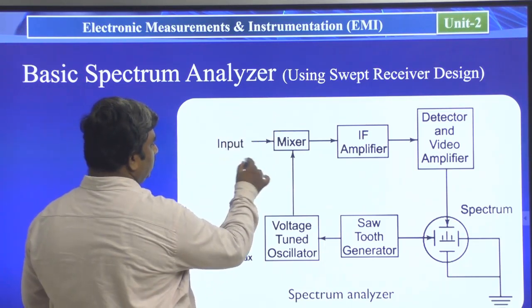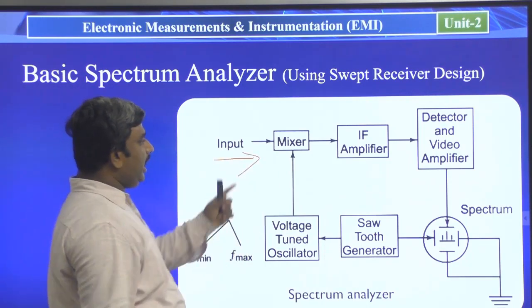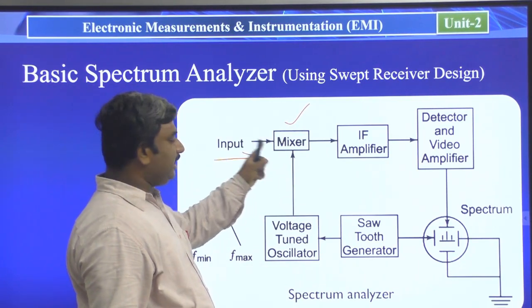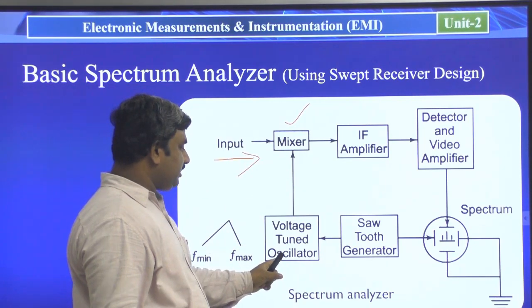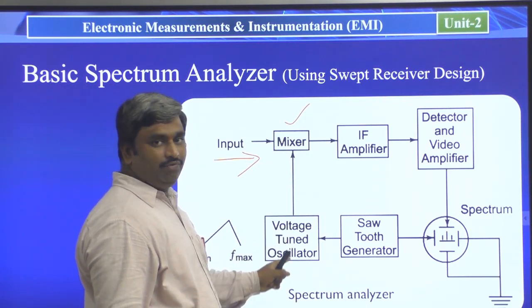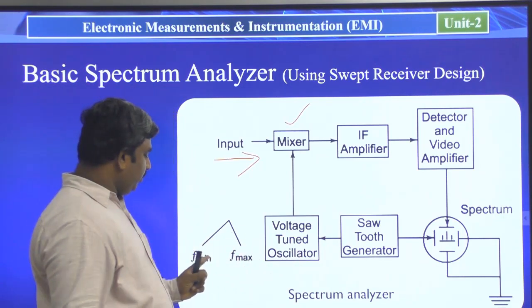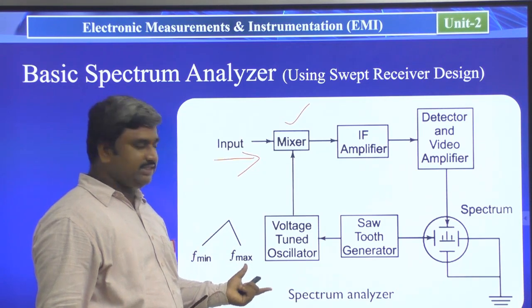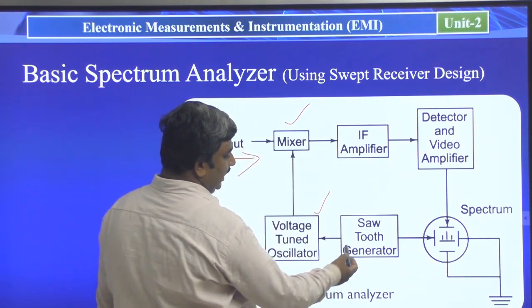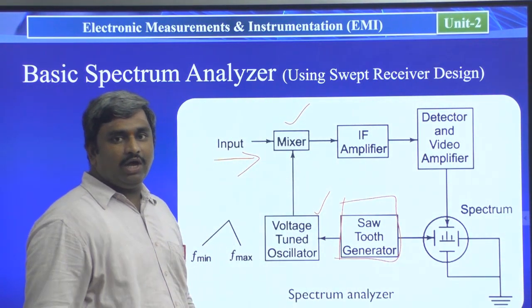Here we have the input signal. The first stage is a mixer, where the mixer is connected to the input signal and it has a voltage tuned oscillator, a VTO. In this voltage tuned oscillator, we have the minimum and maximum frequency range of the signals, and this voltage tuned frequency is connected by the sawtooth generator.